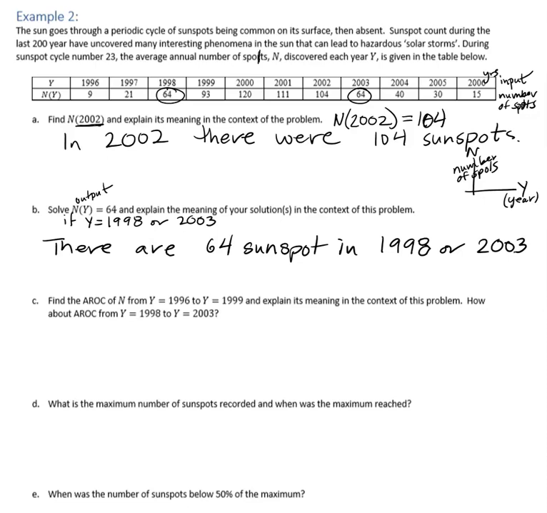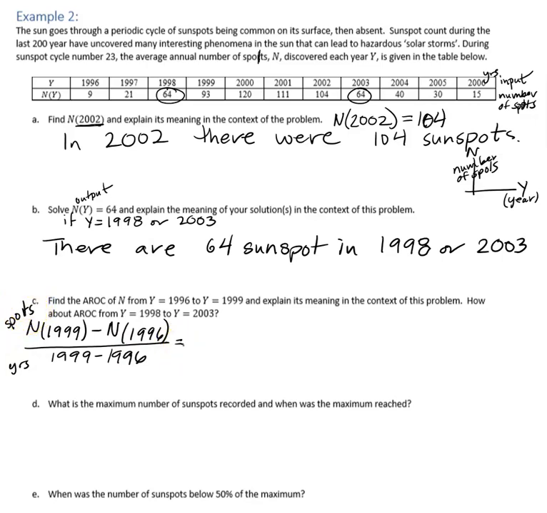Okay, the next one's looking for an average rate of change, which is always a little bit trickier. And we want to look from 1996 to 1999 and explain the meaning. And then we also want to compare to 1998 to 2003. So 96 to 99. So we're going to plug in 1999. And then we're going to plug in 1996. And we're going to subtract. And then that's going to be divided by 1999 minus 1996, which is 3. So this is years in the bottom and sunspots on the top.